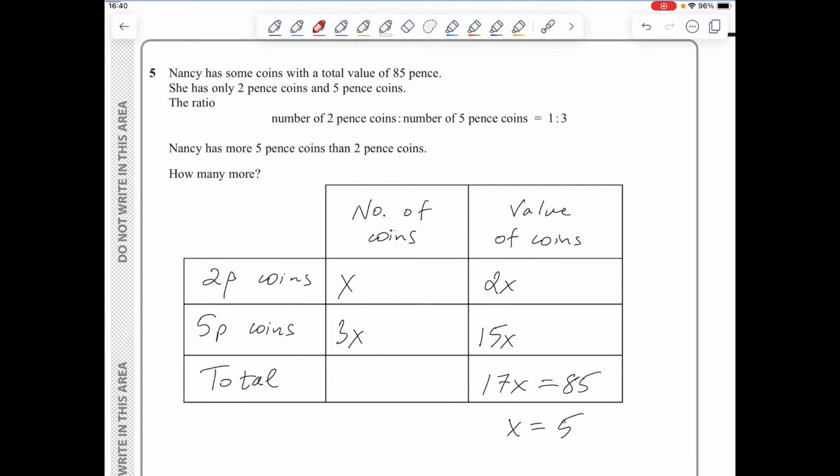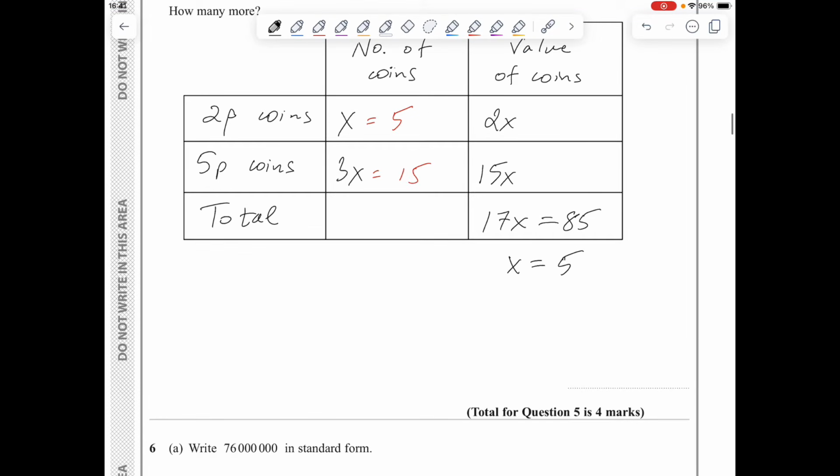Therefore, I have 5 coins that have a value of 2p and 15 coins that have a value of 5p. And the question says, how many more 5p are there? And the answer is 15 minus 5, which is equal to 10.